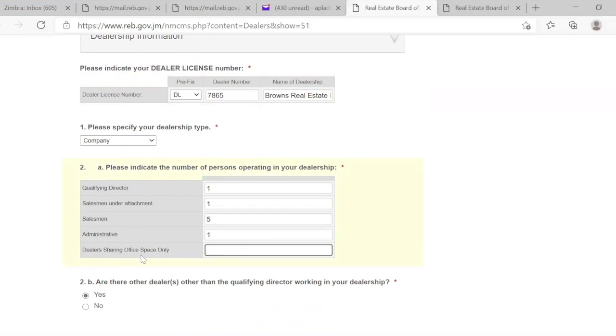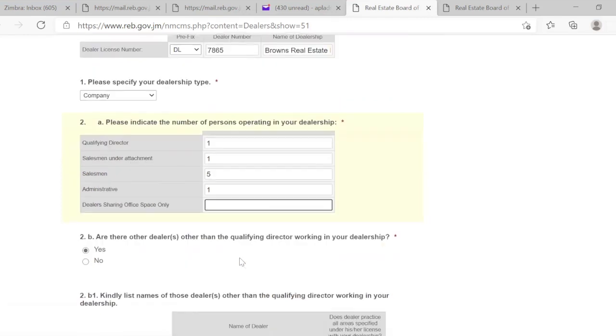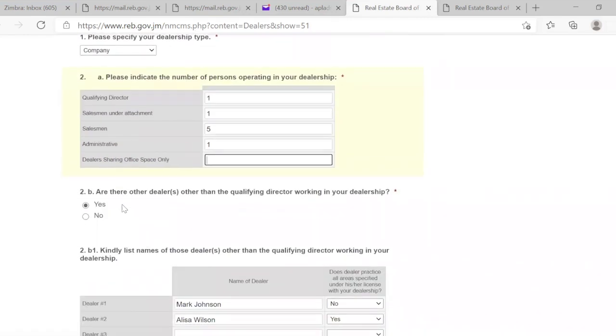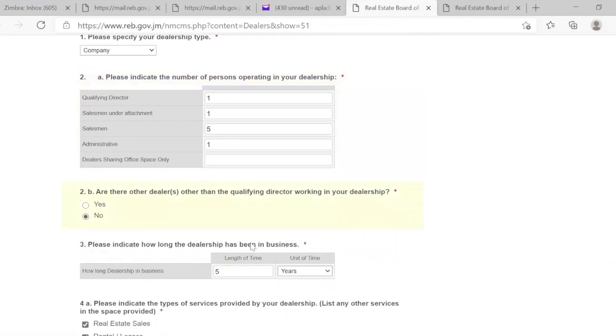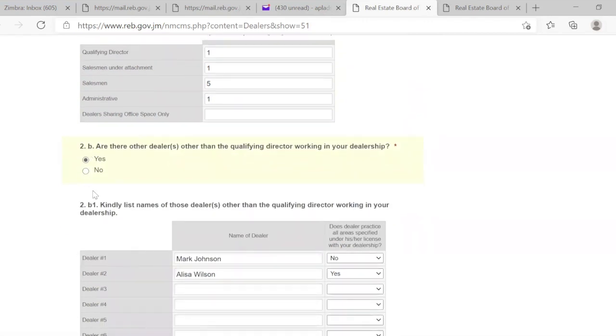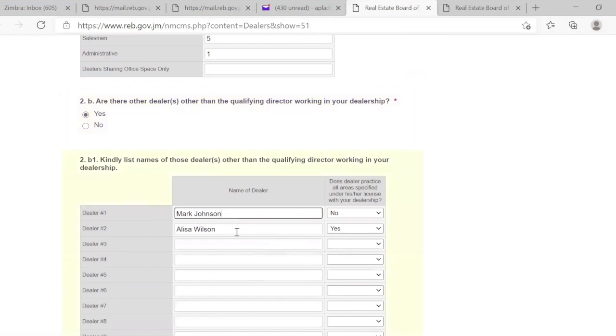If you have a dealer who is just sharing office space, they don't conduct business under your dealership or under your business letterhead, then you can put the number of dealers there who are just sharing office space. Are there other dealers other than the qualifying director working in your dealership? If it is no, you click no and you go ahead. If it's yes, once you click yes, it is going to display 2B1, which allows you now to input the name of the additional dealers other than the qualifying director who are working within the company.